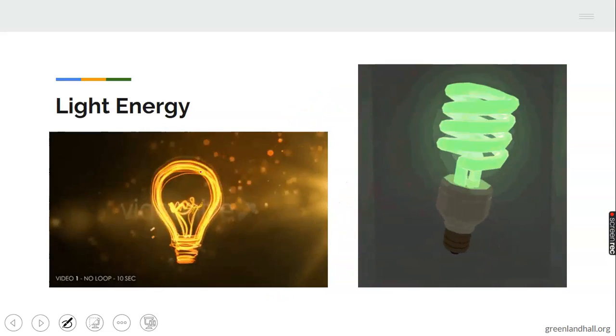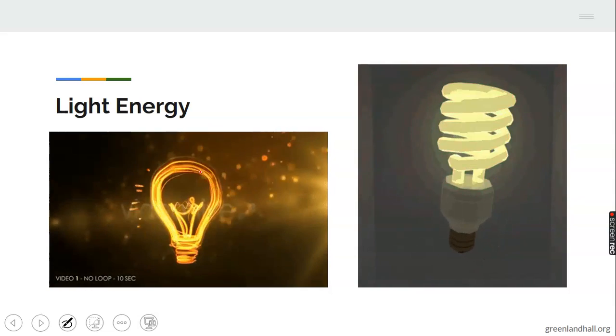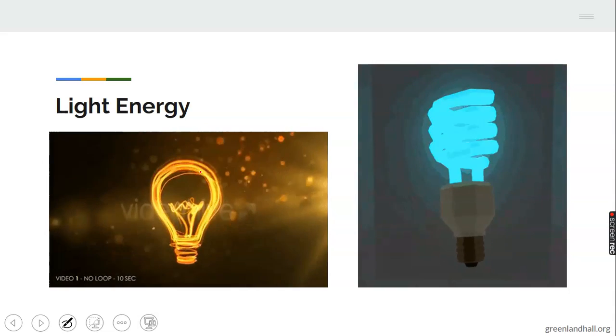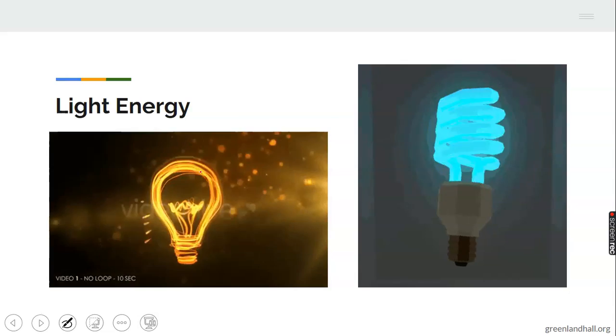We have light energy. As you can see, all of us love light. When you get into your room, especially at night, you switch on the lights. That's light energy. We all want to be in an environment where we can see everything around us.